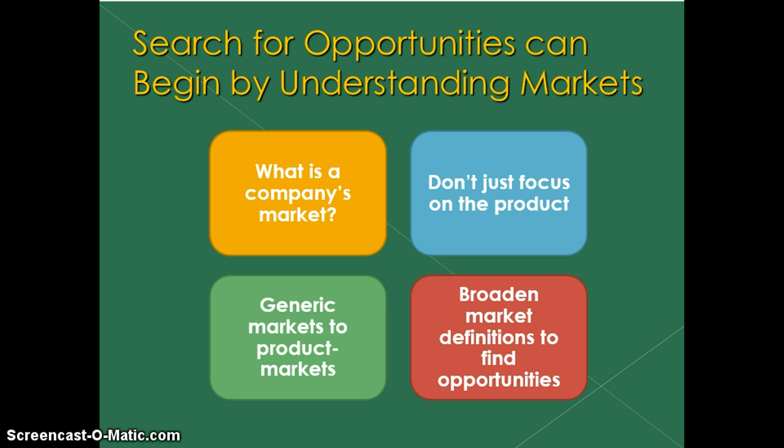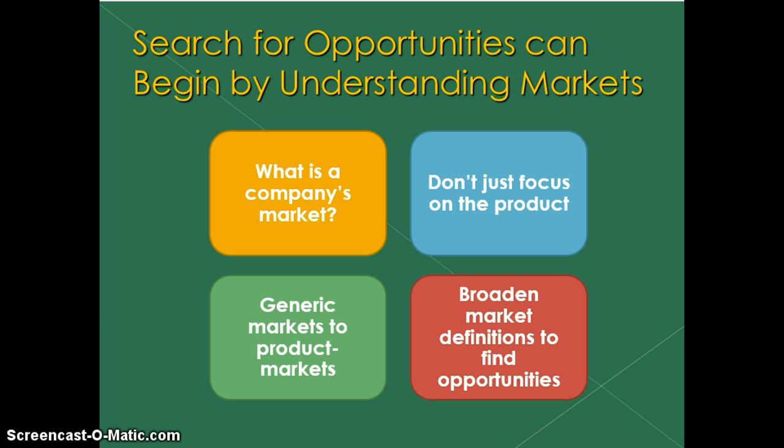Generic markets to product markets. A generic market is just a market with broadly similar needs. All right, and then sellers are offering very diverse ways of satisfying those needs. In a product market, that is when there is a market with very similar needs, and sellers are offering close substitutes in order to satisfy those needs. Things that are very, very similar and close substitutes.